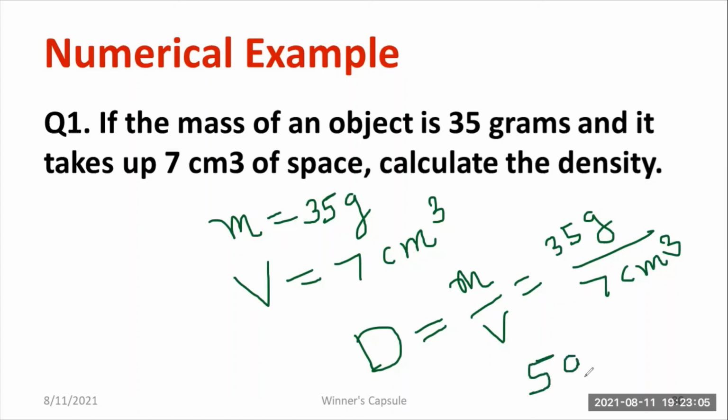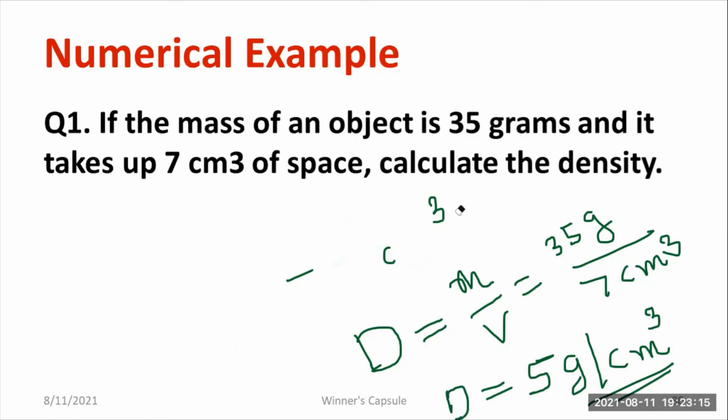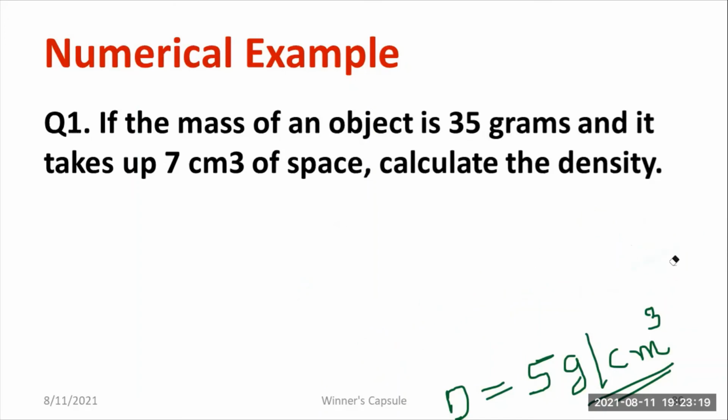5, the unit is gram per centimeter cube. If you want, you can convert to SI units also. That's not a problem. This is actually the density. This is the way to calculate density. Hope you have understood how to calculate density, and some type of numerical example can also be expected in your examination.